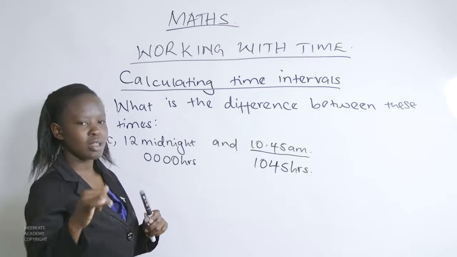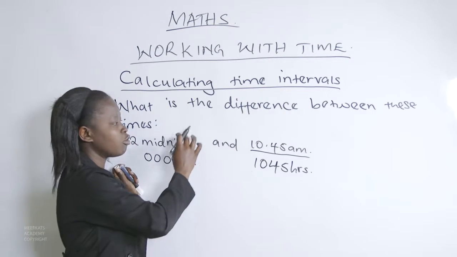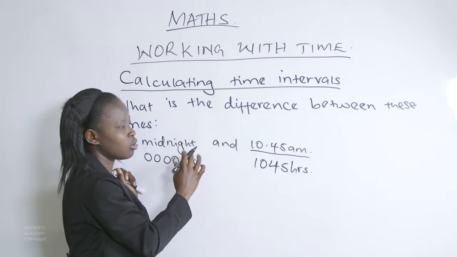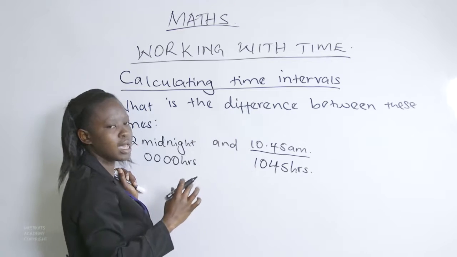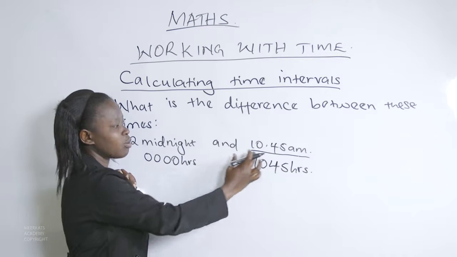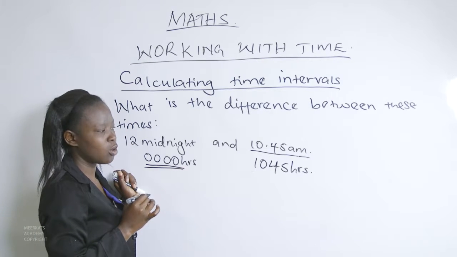In the previous sum that we worked out, we were moving from noon to midnight. You are coming from afternoon to midnight, so it means that your hours were adding up. But in this case, we are starting the day. So since we are starting the day, my 12 midnight will be 00 hours.